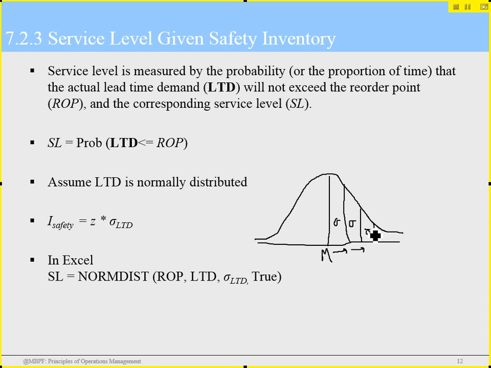And so what we say is that our safety stock is equal to the Z-score of whatever service level we want times the standard deviation of the lead time during demand. Okay? So in Excel, I can use the NORM.DIST formula, and I can put in the reorder point, the average lead time during demand, and the standard deviation of the lead time during demand, comma TRUE, and it's going to return what that service level actually is. That's the easy way to do it.